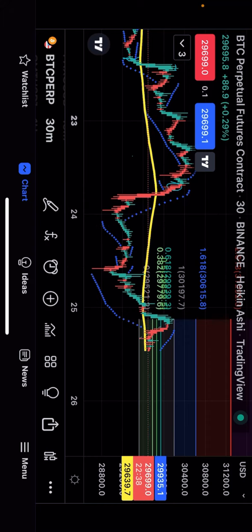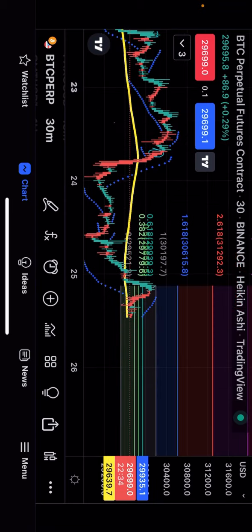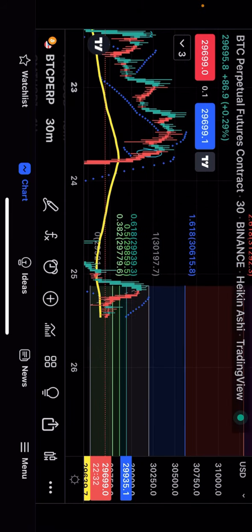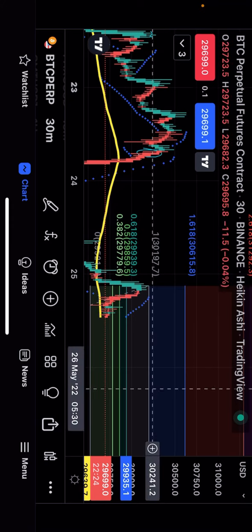That is a resistance point, meaning whenever price reaches here, it will bounce back down. But luckily, we were able to break out of it. That's why it shot up. So right now, we are waiting for a retracement. After we've gotten a retracement, we get 3 Heikin-Ashi candlesticks. Then we enter and we take our profit somewhere around here.